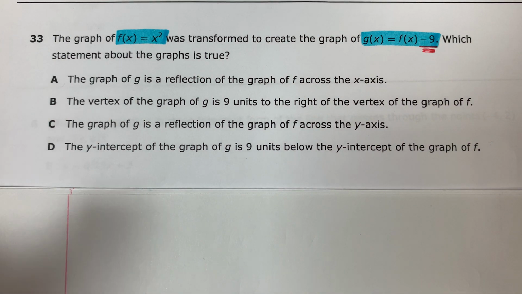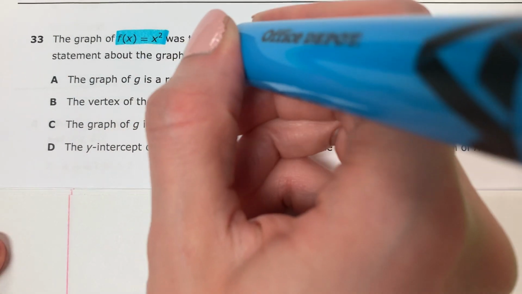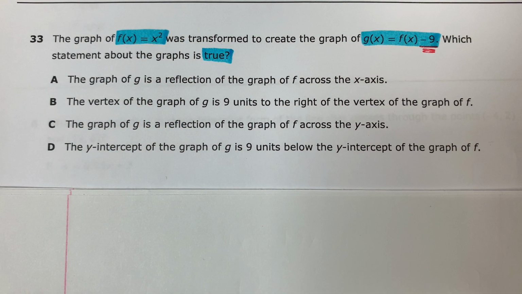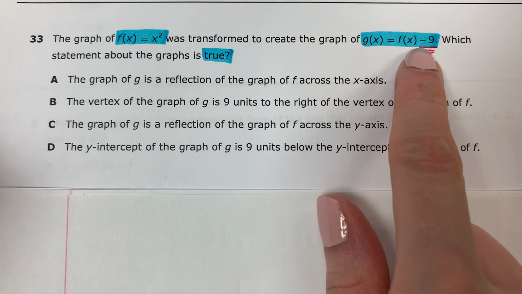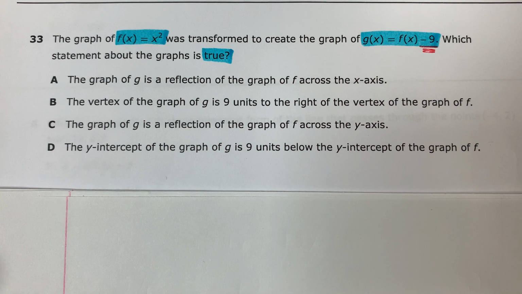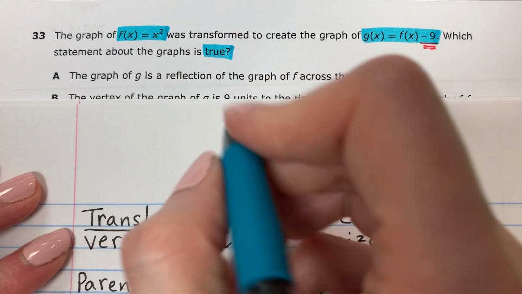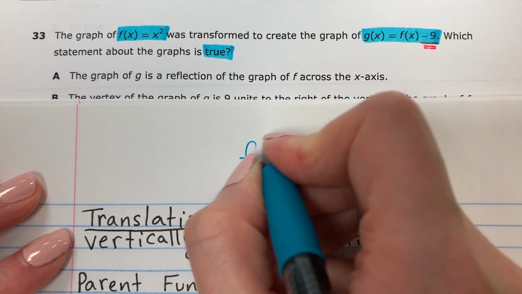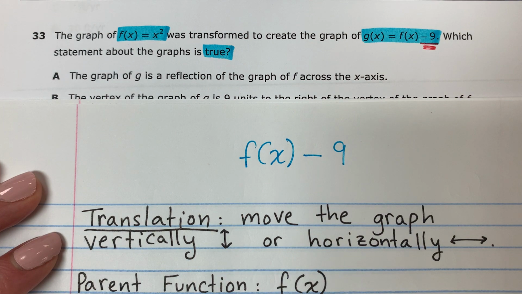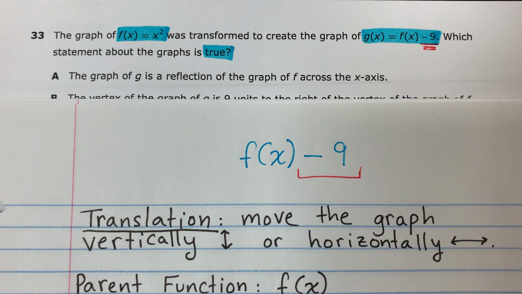Okay, and then we need to know which statement about the graph is true. ¿Cuál es verdad? Okay, I need to see what is true. ¿Cuál es cierto? Okay, so I have f of x minus 9. Let me go ahead and write that down on my paper right over here. Okay, so my new one is f of x minus 9. And I need to see what does this minus 9 do? ¿Qué hace este menos 9?